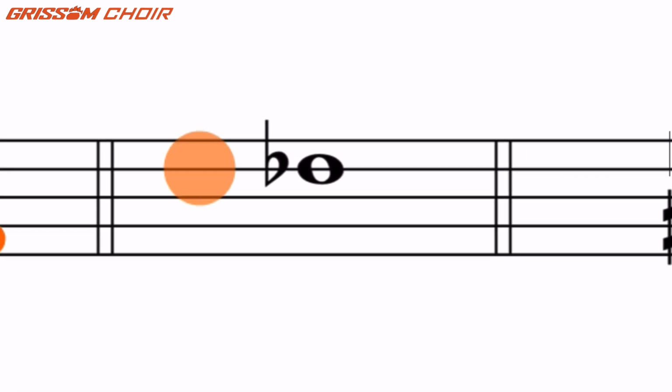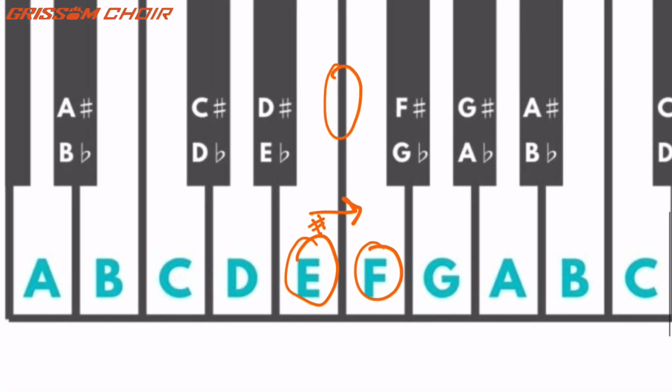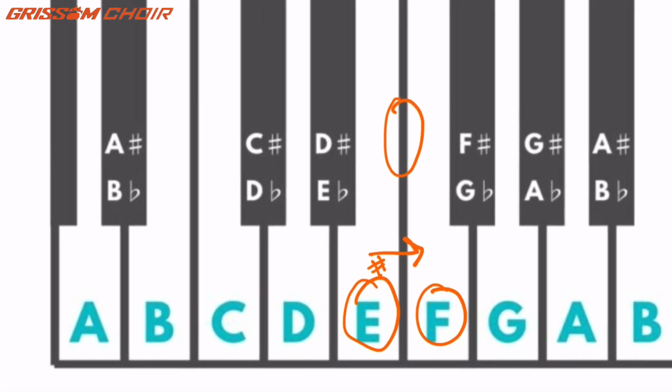This next example is D flat. So we find D on the piano. Here is D. We go 1 to the left. That is D flat. The enharmonic spelling of D flat would have to be C sharp.